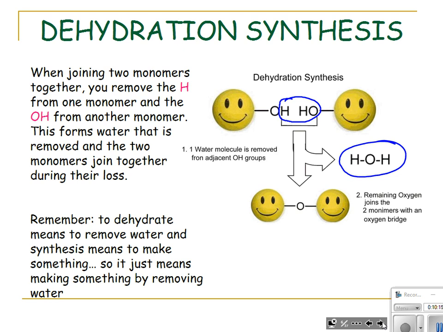You are removing water. And when we remove the water, look here, we have this linking the two monomers together. So the two smiley faces are monomers. The dehydration reaction links the two monomers together. Okay? Remember, down at the bottom there, to dehydrate means to remove water.